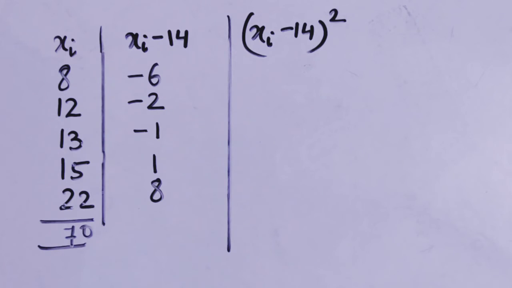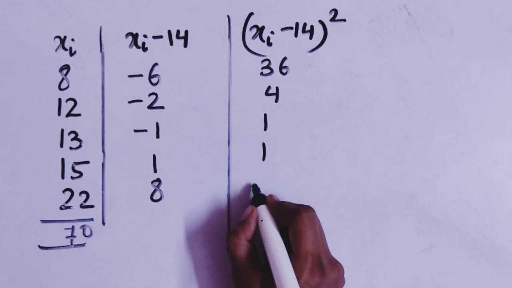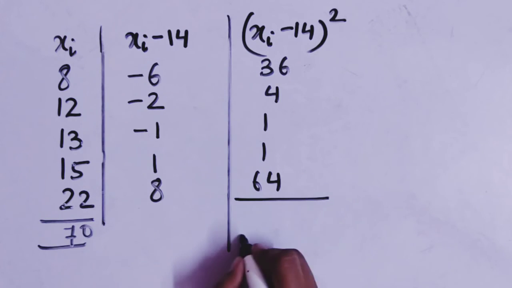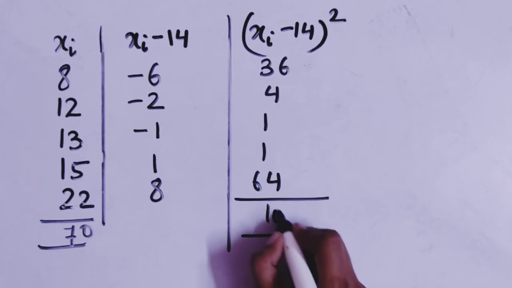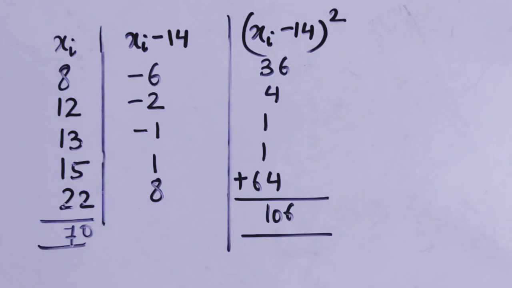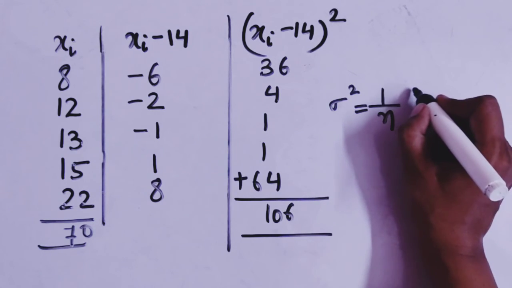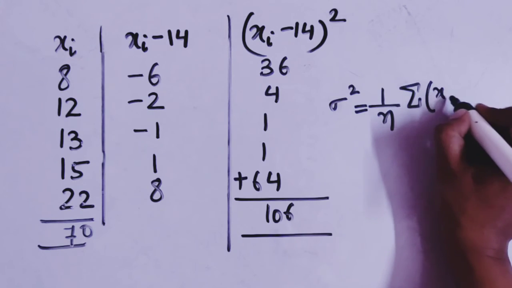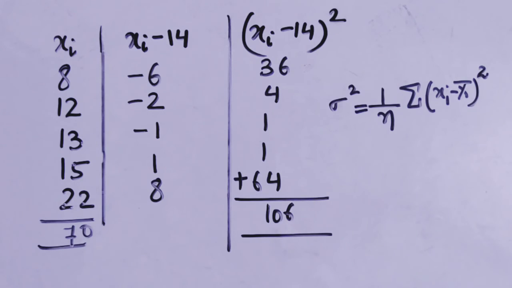After taking the deviations, we have to square them. It is 36, 4, 1, 1, 64. And afterwards, we will add them. Now after adding, what will we get, students? We will get 106. Now what will we do? Directly we will apply the formula for calculating the variance. Now what was that? It was sigma square is equal to 1 by n into the summation of the squared deviations.